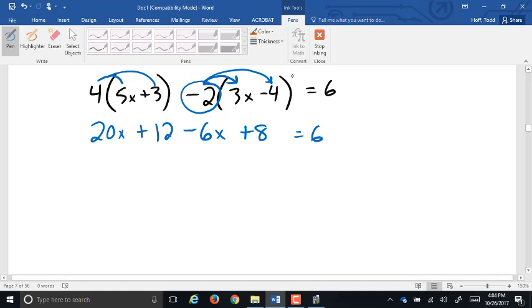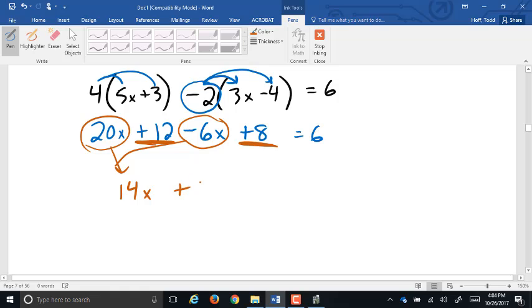Then what? Perfect. 20x and negative 6x make 14x, and then 12 and 8 make 20. Perfect. That still equals 6. What's next? Subtract 20. 14x equals 6 minus 20 is a negative 14. And then divide by 14. Good job. X equals negative 1.